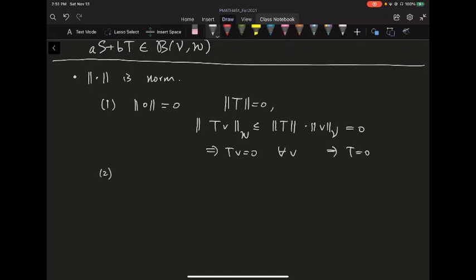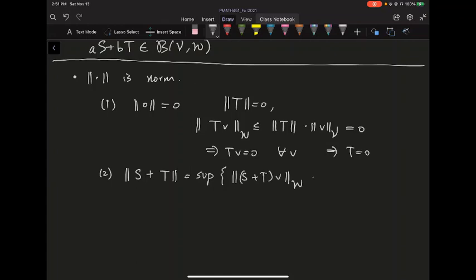And you need to prove the triangle inequality. Let's prove the triangle inequality. So you have S plus T. The norm of S plus T is the supremum of all the values where you evaluate S plus T on some v.